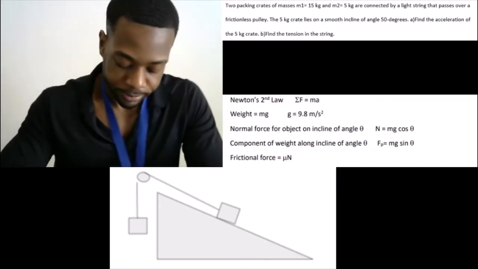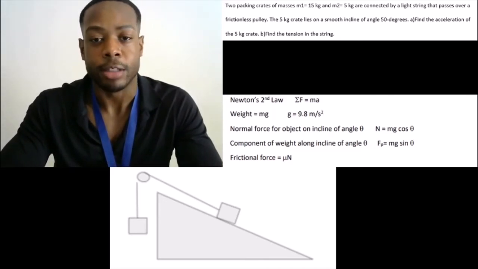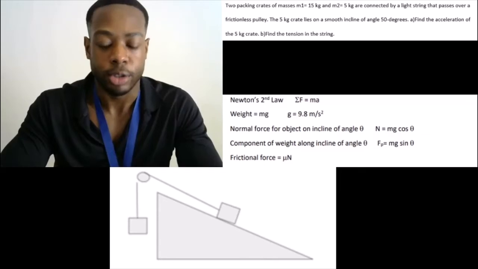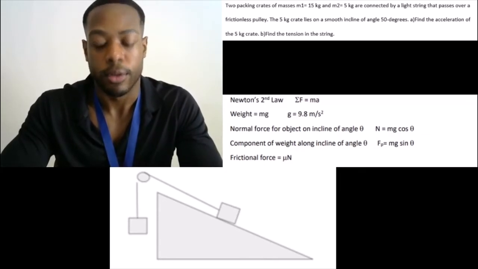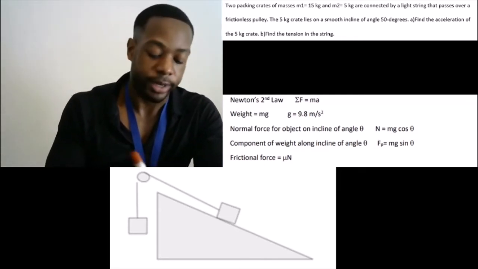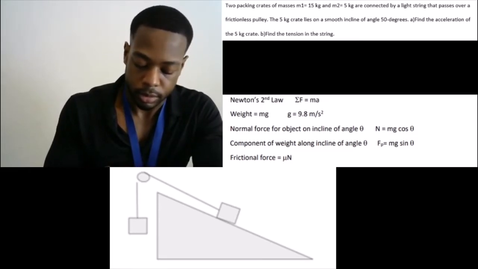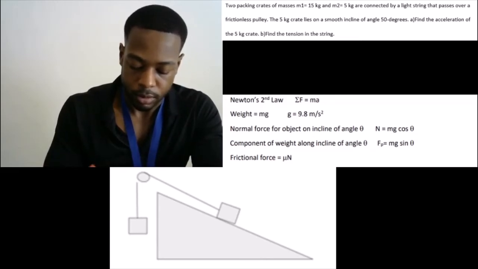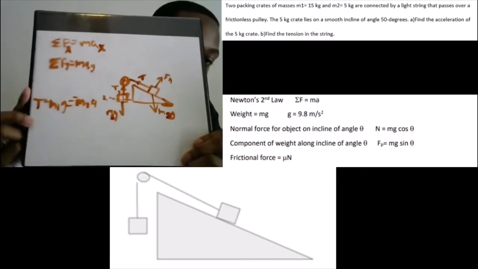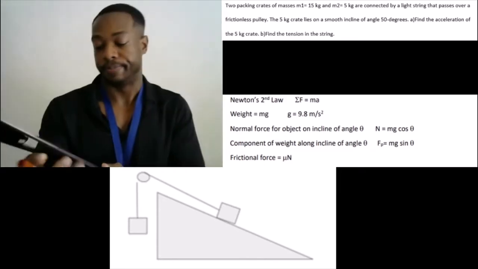For mass 1, tension up is positive. Weight down is going to be negative. If that's the case, acceleration down should also be negative. So let's actually do a second law equation for that first body. You should have gotten tension minus mass 1 times gravity equals negative mass 1 times acceleration, right?